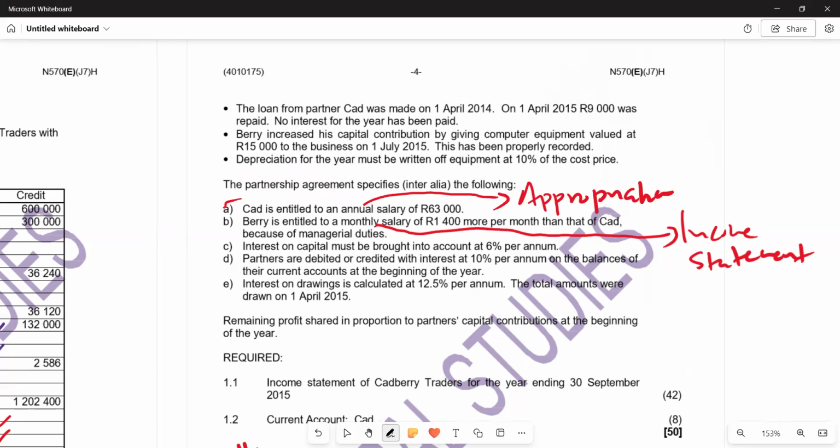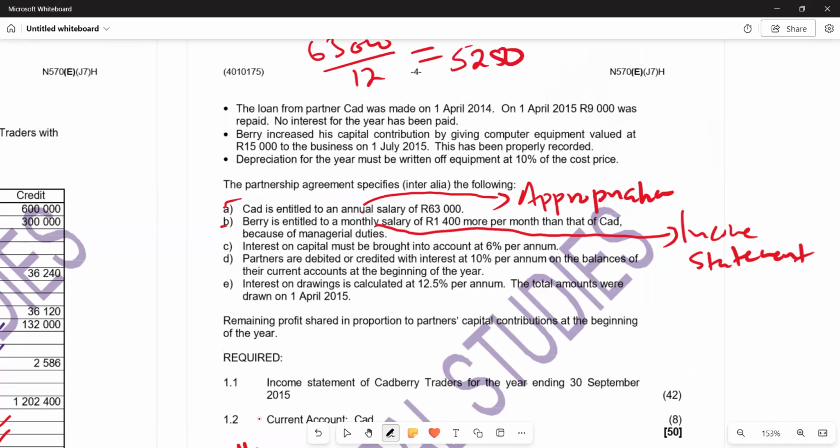So the second one, B, we are going to adjust it after this one in the income statement. So what is it saying? It is saying Barry is entitled to a monthly salary of 1,400 more per month than that of CAD because of managerial duties. So what does it mean? It means we have to find the monthly salary of CAD and then we add 1,400. So CAD is having 63,000 per year, which is annual. So per month, we divide 63,000 by 12. What do we get? We are going to get 5,250.